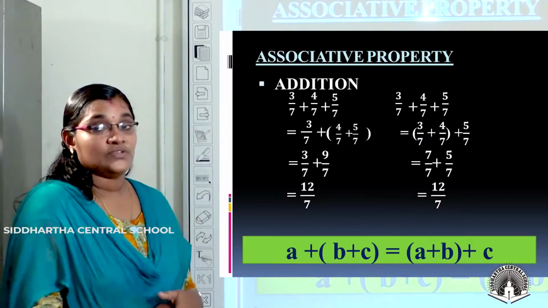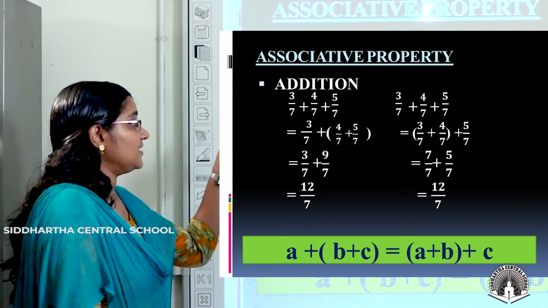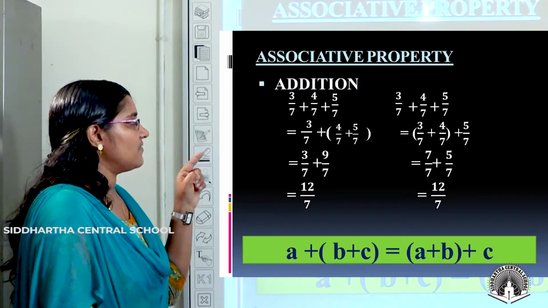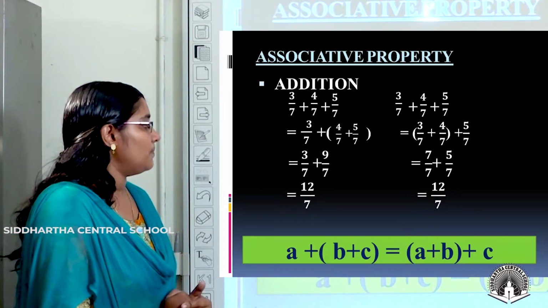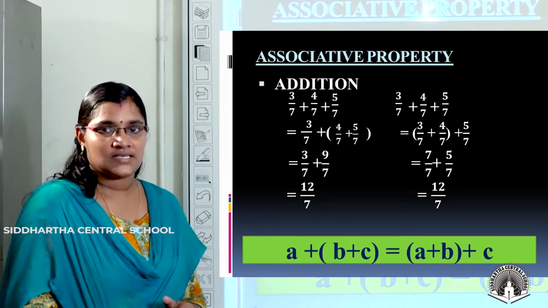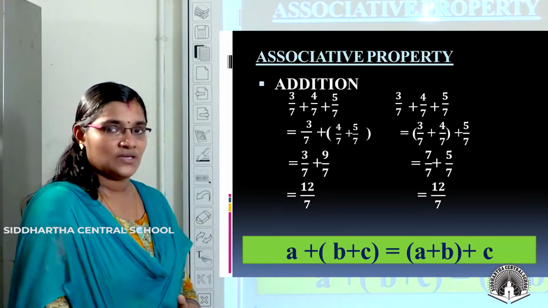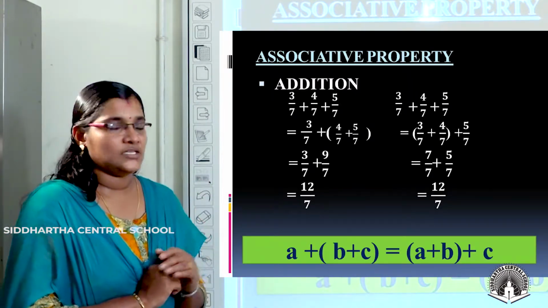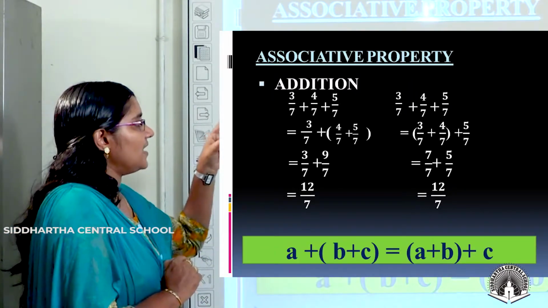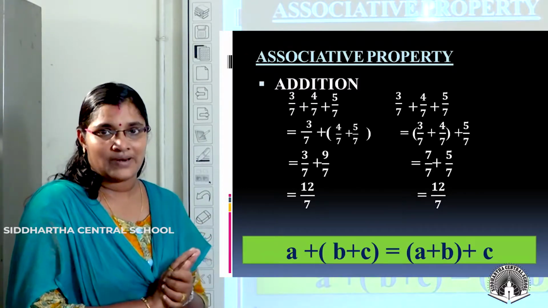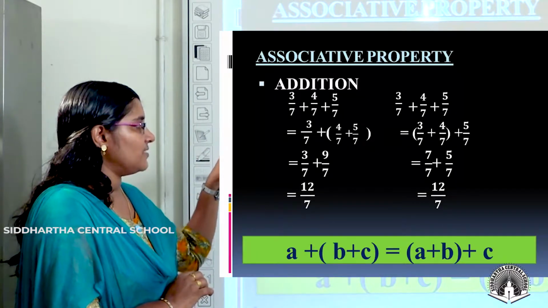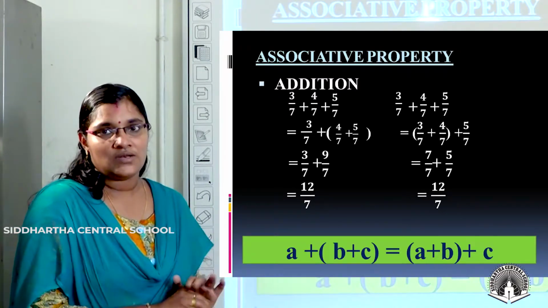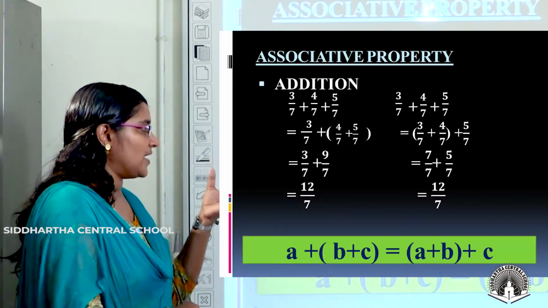So addition first. We can take three rational numbers. Which three rational numbers? 3 by 7 plus 4 by 7 plus 5 by 7. So here there are three rational numbers. Then we can rearrange and add them. So first we have to add the last two. So we can put one bracket around them. That you have to add first.